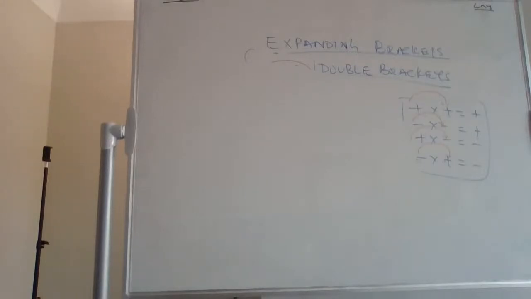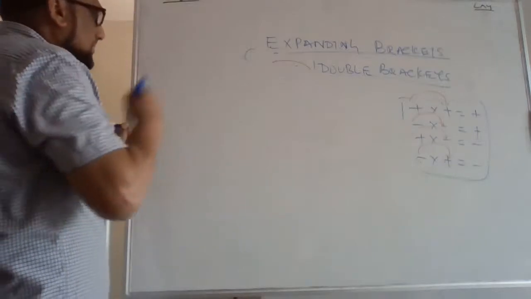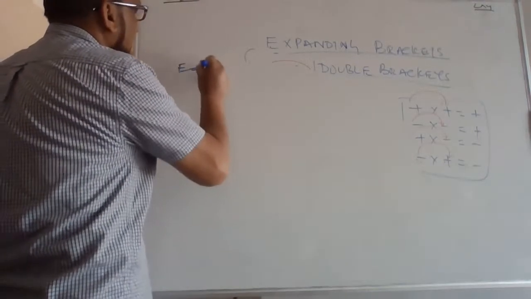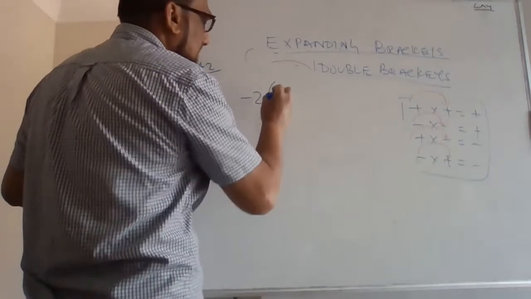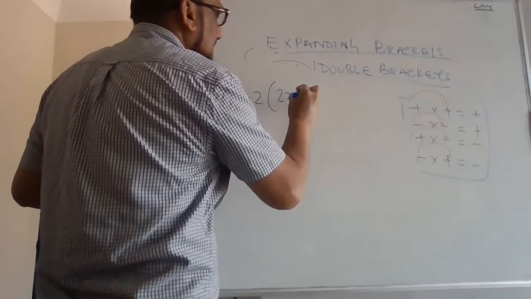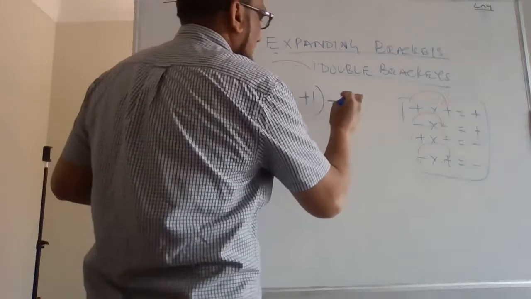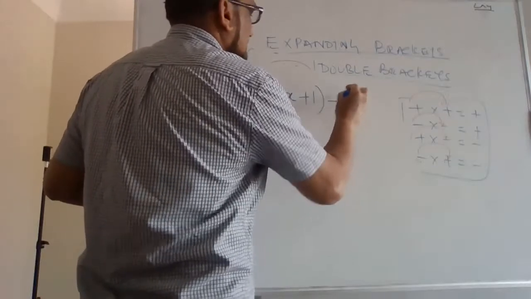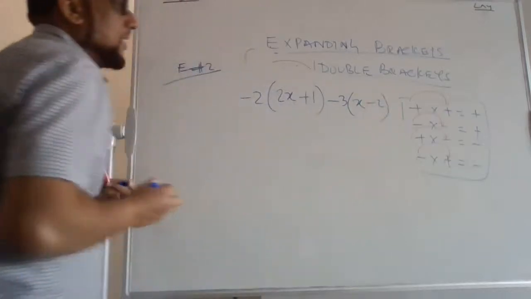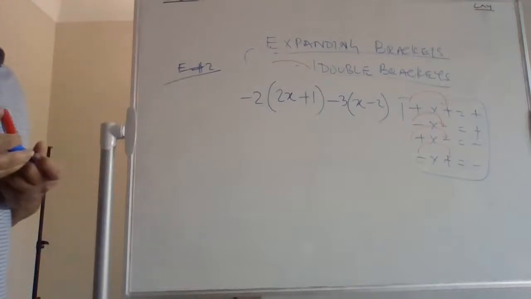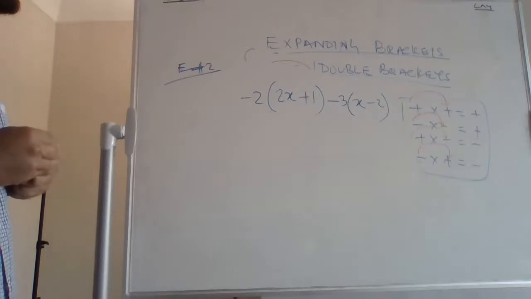So if I say the second example is minus 2 times 2x plus 1, minus 3 times x minus 2. So this is our second example. This looks complicated, but it is very simple. The same way you need to do it.